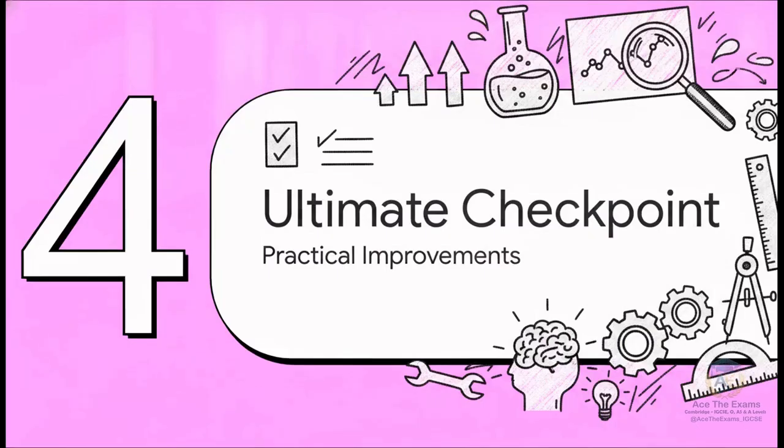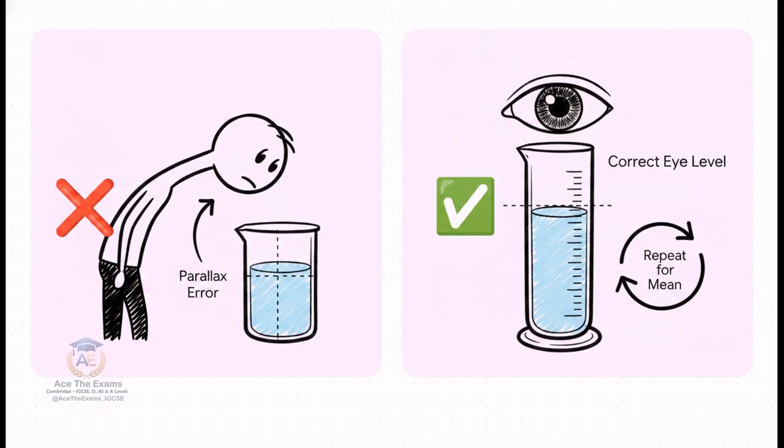Section 4. The ultimate checkpoint. Now it is time for a harder example, escalating from just spotting data errors to actively creating practical improvements. The exam will inevitably ask you how to make an experiment more accurate or reliable. And let me tell you, saying, "Be more careful when reading the spring balance" is the most common, useless answer out there. It means absolutely nothing to an examiner.